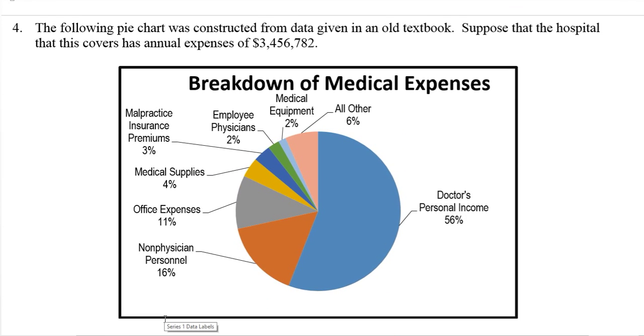Okay, this time I'm going to give you the graph and have you interpret it. This is a breakdown of medical expenses. And I've told you that this covers annual expenses of $3,456,782.